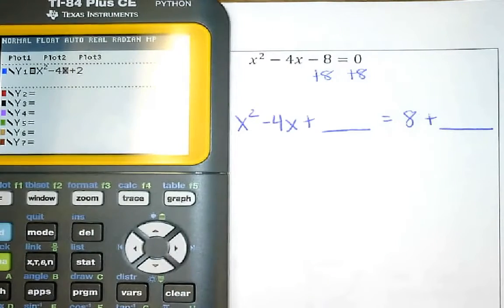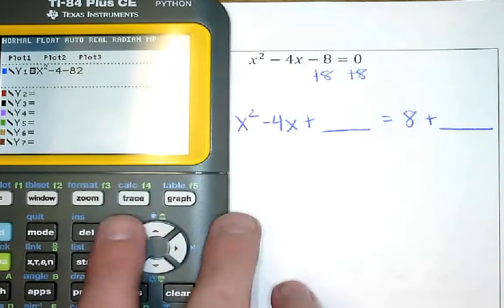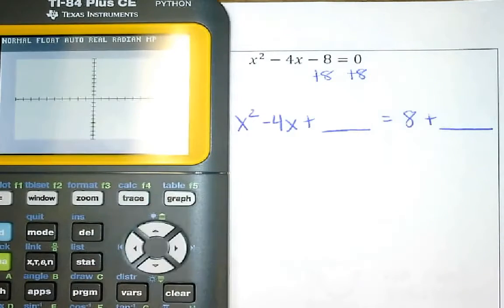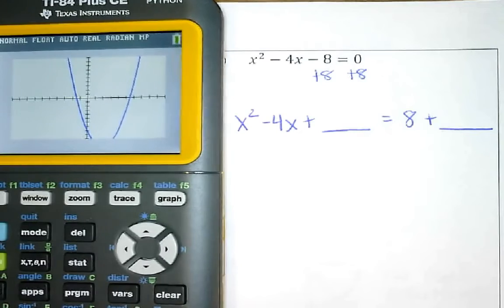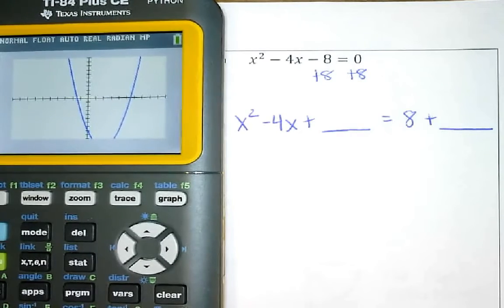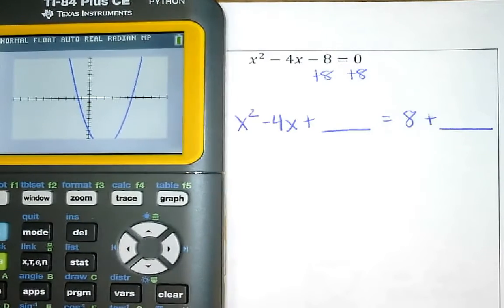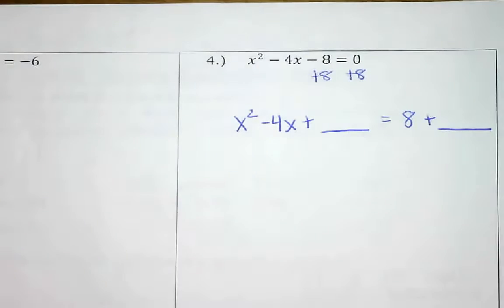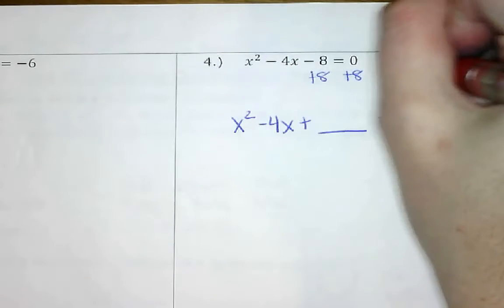There we go. X squared minus 4x minus 8. We're going to see what it looks like. Dang it. We definitely have 2 real solutions, so this is worth the extra work here. It looks like they're not whole numbers. So let's see here. So what is my magic number going to be, y'all? Negative 4. So we're going to use this negative 4 here.